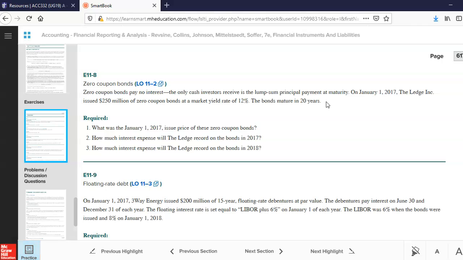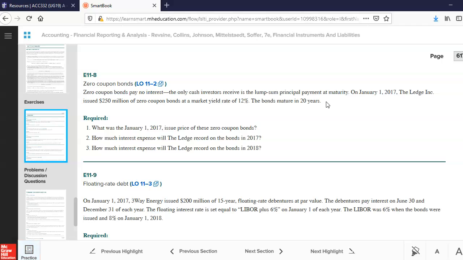So on January 1 of 17, Ledge Inc. issued $250 million of zero coupon bonds at a market rate of 12%. The bonds mature in 20 years. So what was the January 1, 17 issue price of the bonds? And then the interest expense recorded in 17, and the interest expense recorded in 18.